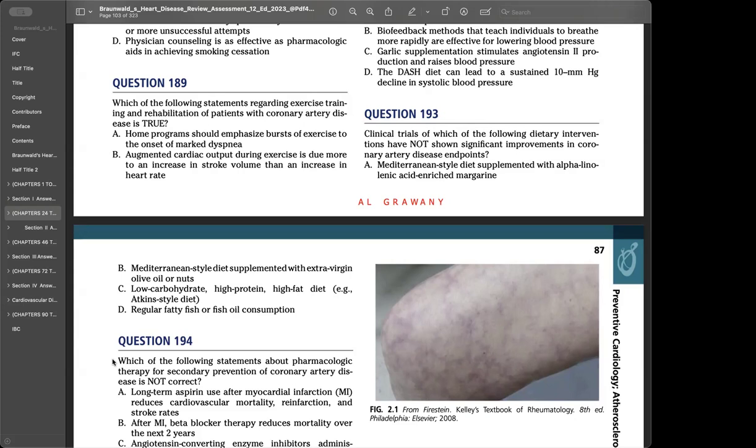Then option B, Mediterranean-style diet supplemented with extra virgin olive oil or nuts. Another randomized controlled trial, PREDIMED, compared a Mediterranean-style diet enriched with olive oil against another group on a control diet. But in that one, the control diet was just dietary advice to reduce fat intake.